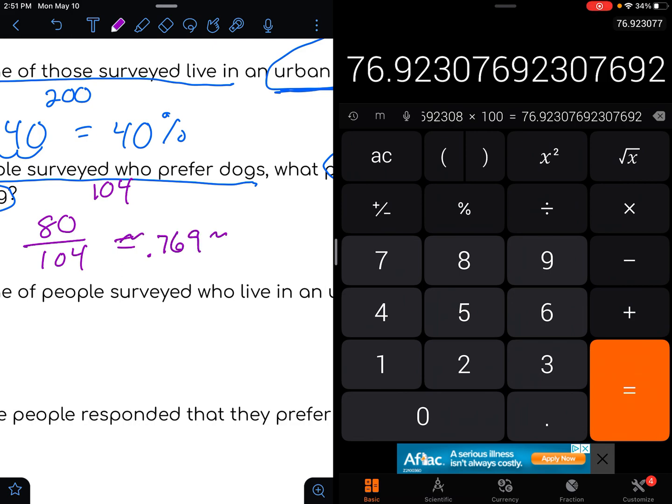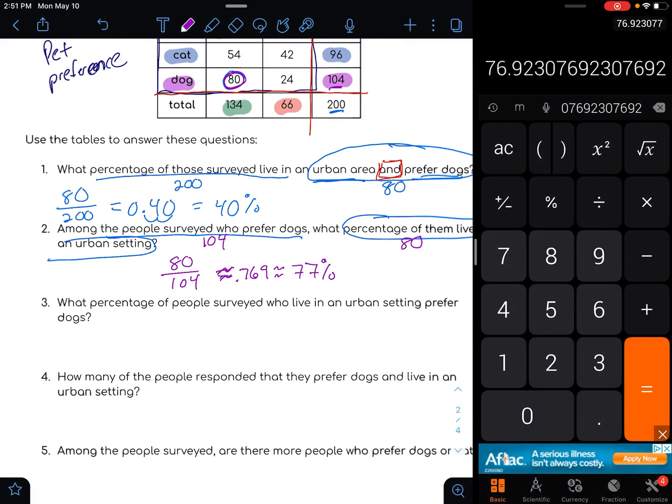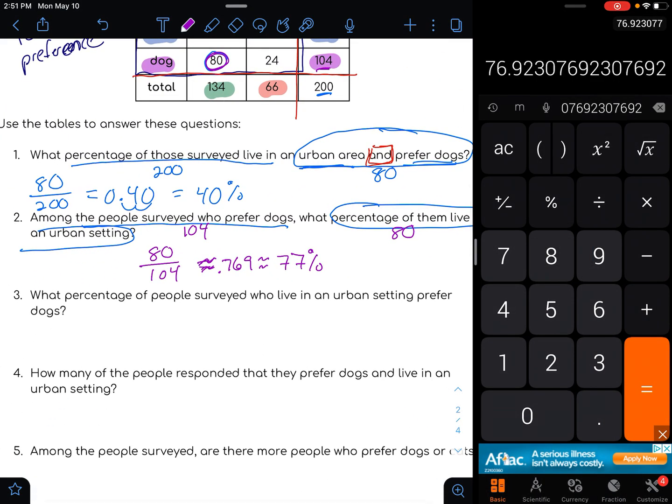So 0.769 approximately, we'll put the little squiggly equal sign, approximately equal to 0.769. So approximately equal to 77%. All right. So out of the dog people, 77% of them live in an urban setting. Interesting. All right, number 3, what percentage of people surveyed who live in an urban setting prefer dogs?